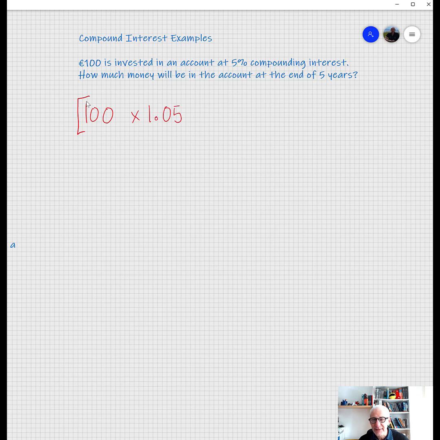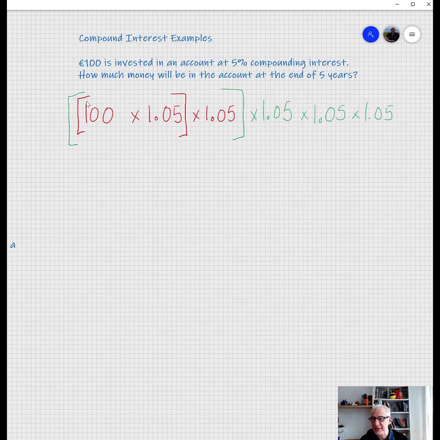At the next period, we're going to take all of this amount and multiply it by 1.05 again. So now we've got 2 periods. What we can do then is take all of that and multiply it again by 1.05. And clearly we're going to do that another 2 times to get to the 5 years. So I'll just add those numbers on the end there, 1.05 times 1.05.